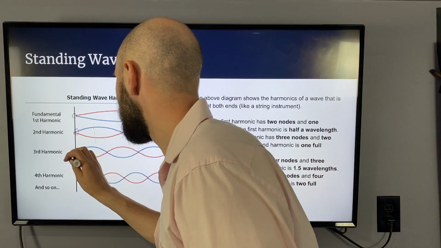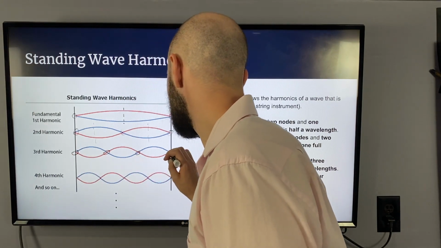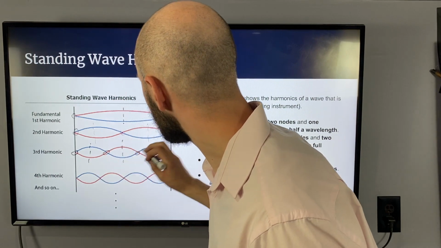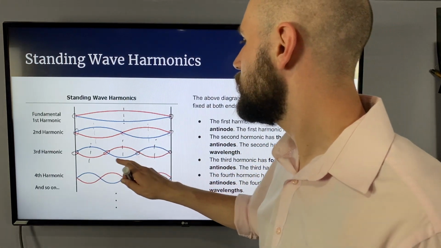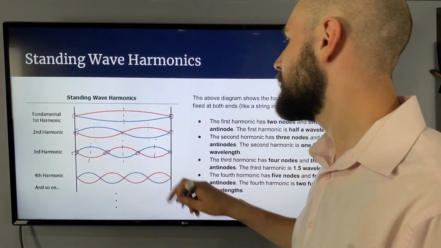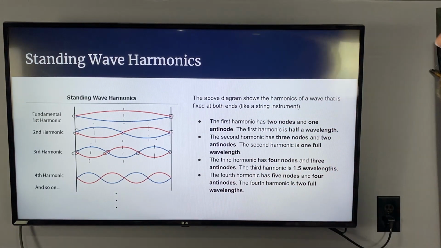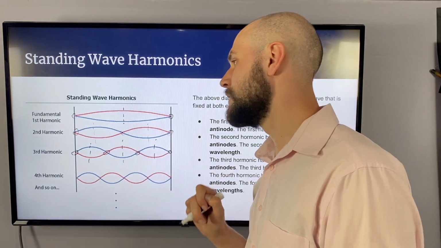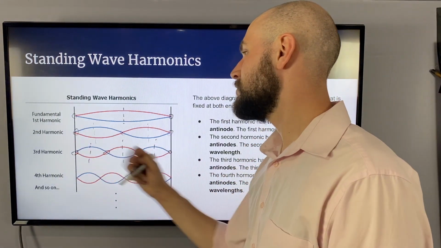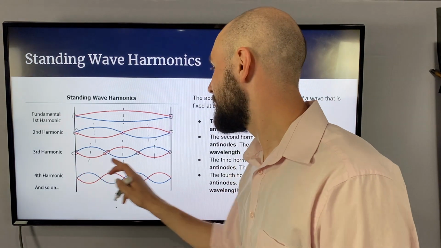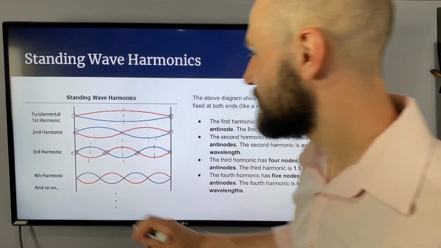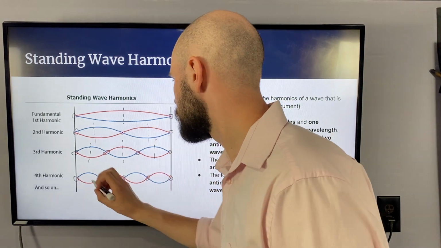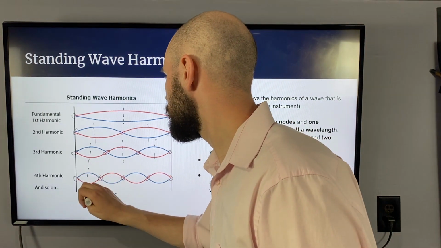For the third harmonic, if we vibrate that slinky or that stringed instrument just the right way, we can catch the third harmonic, where we have 1, 2, 3, 4 nodes, 3 antinodes. You might start to see a pattern here. Notice for the first one, we had 2 nodes, 1 antinode. Second, we had 3 nodes, 2 antinodes. Third, we had 4 nodes, 3 antinodes. And these harmonics keep occurring. There's the fourth harmonic.